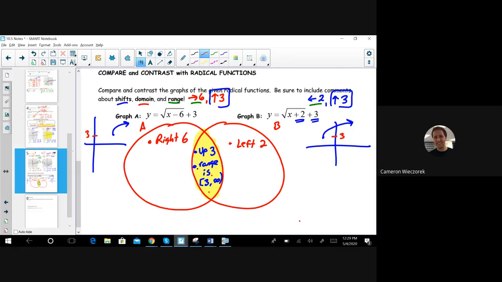But the domains are going to be different. This one can only start at 6 and go to the right forever. This one can only start at -2 and go to the right forever. So this one has a domain of 6 to infinity, whereas this one has a domain of -2 to infinity. That's pretty much the main similarities and differences to keep track of. We mentioned shifts, we mentioned domain, and we mentioned range.